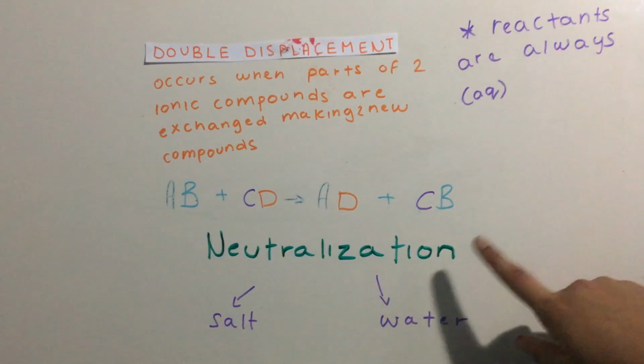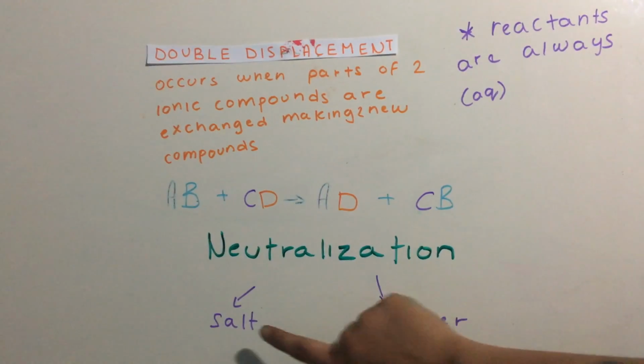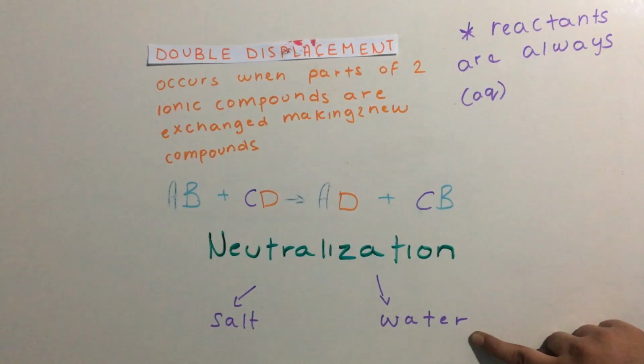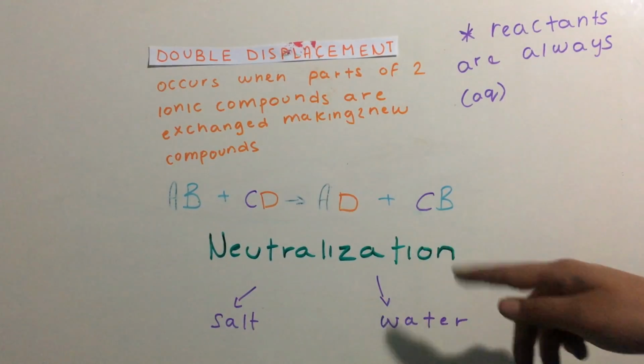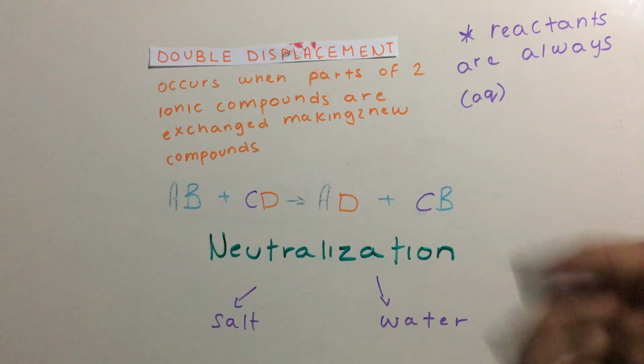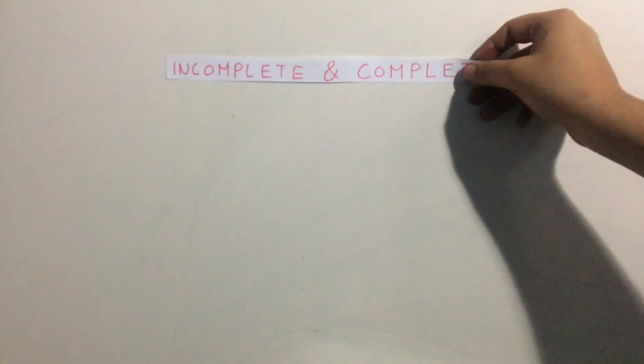In neutralization, an acid and a base react to produce a salt and water. The salts are ionic compounds consisting of an anion from an acid and a cation from the base. A simple way to look at it is that an acid and a base create water and salt.